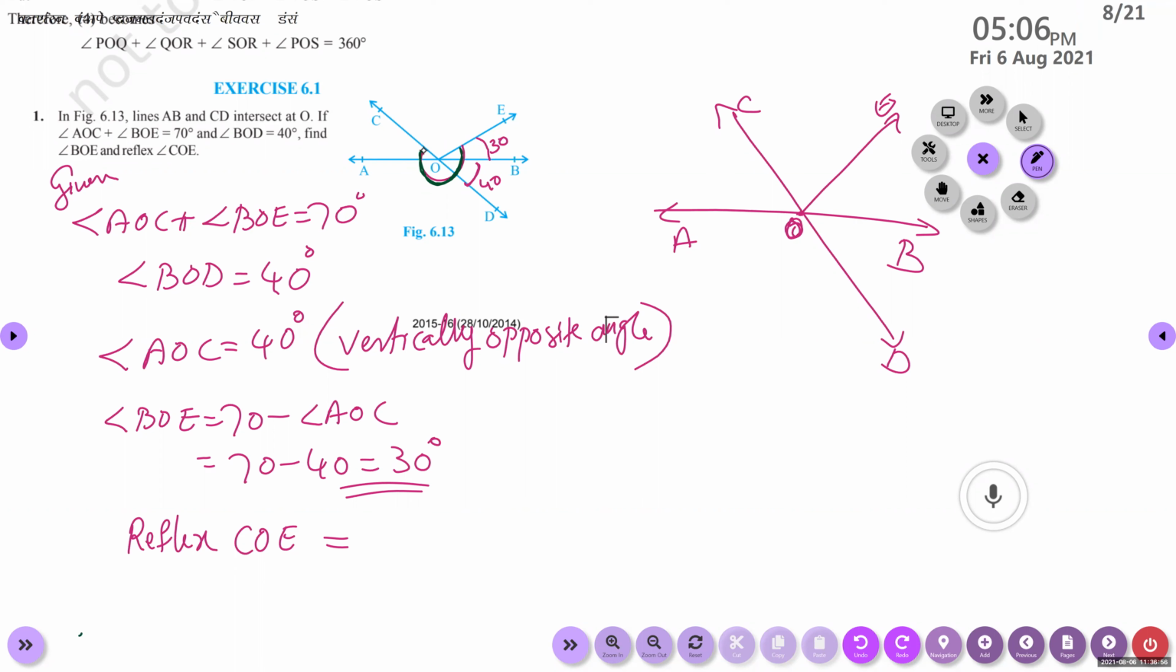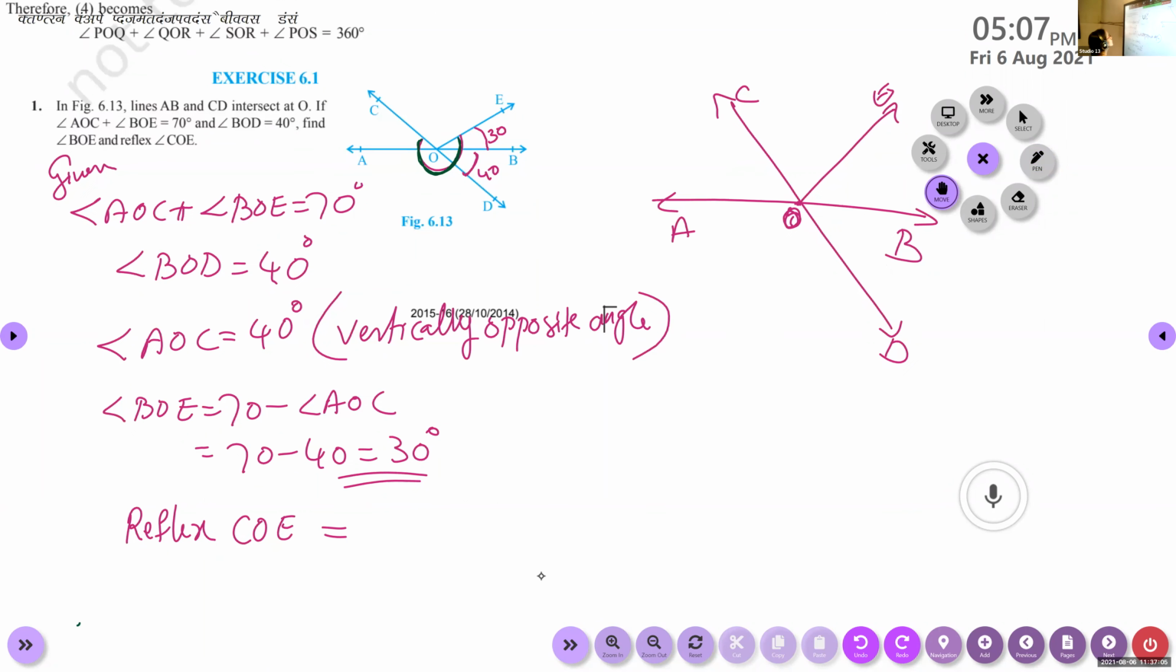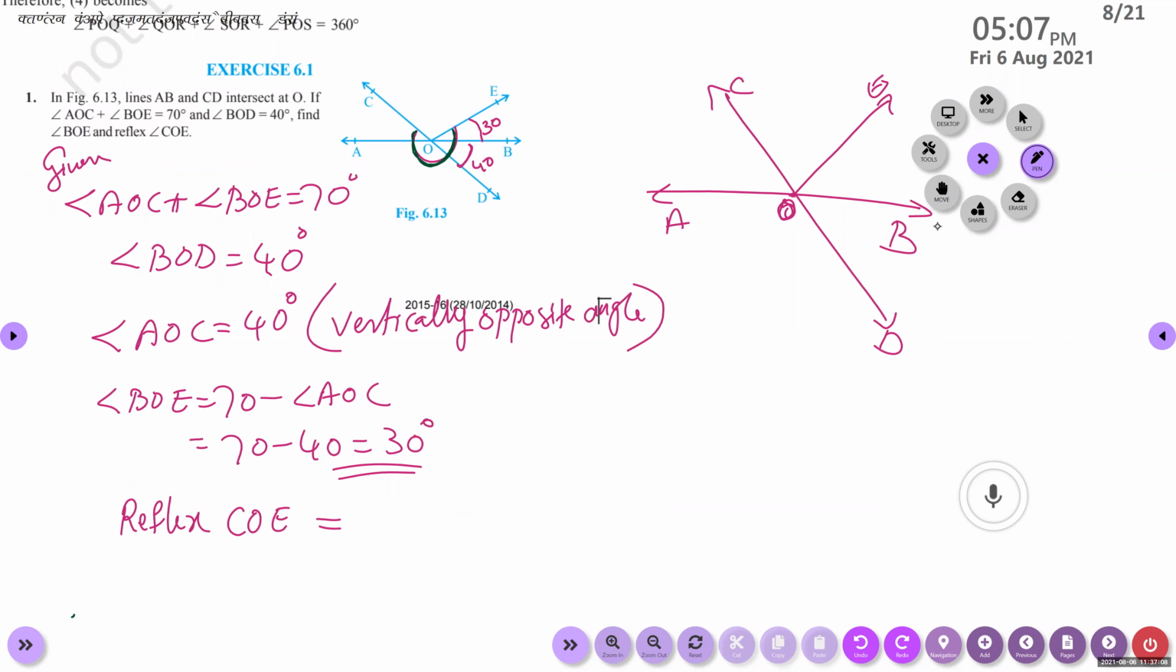Can you see this green color angle? I have marked it on the board. This is the reflex COE. You need to find this angle. For that, EOB is 30, which we found here. BOE is 30 degrees, and given that BOD is 40 degrees, it is given in the question. So how much is reflex COE, that green color angle?